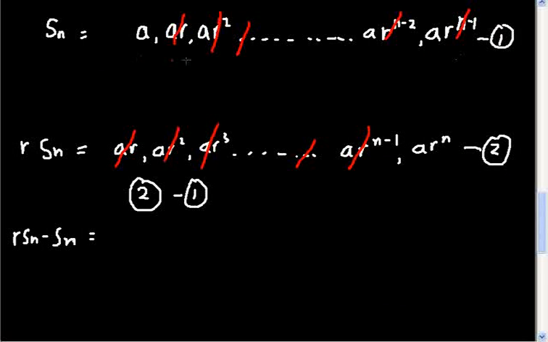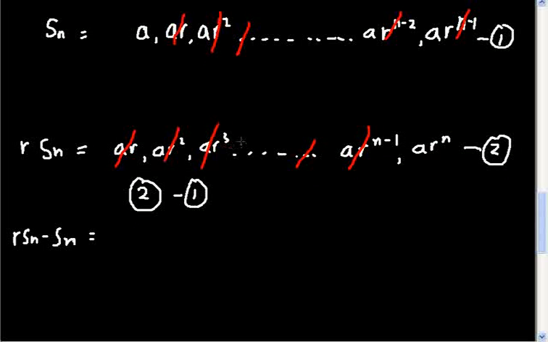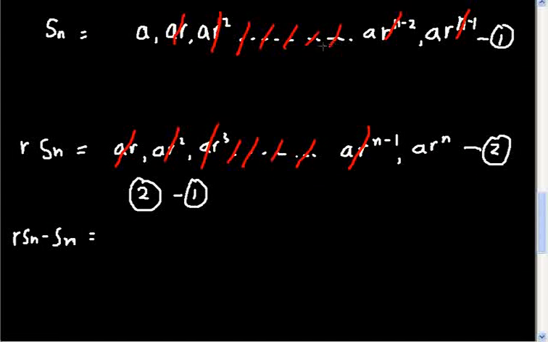but there is definitely no ar to the power of n, because if you're just writing the sequence, you never get an ar to the power of n. But in this sequence, because we multiplied both sides by r, you just get ar^n. You don't get the n minus 1. So these terms in between must have got cancelled out with these terms here, and all you're left with is just this and this.